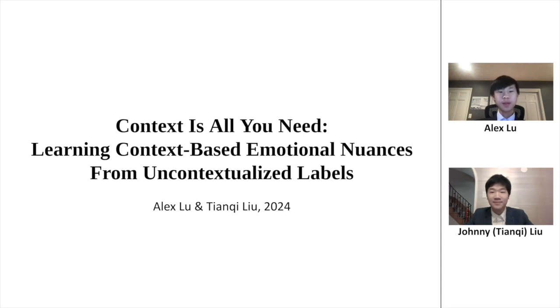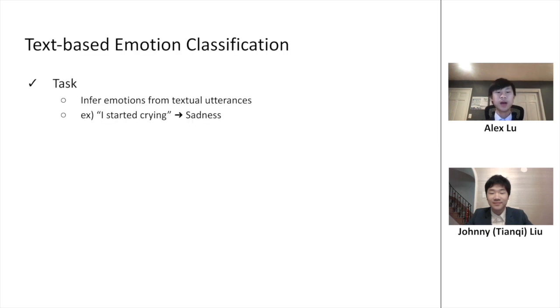And today we'll be talking about how machine learning models can learn context based emotional nuances from uncontextualized labels. So, the task of text based emotion classification is to infer the writer's emotion from a given text. And here is an example where we would want to label the sentence with sadness because they started crying.